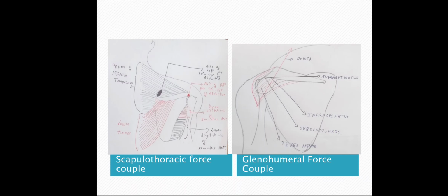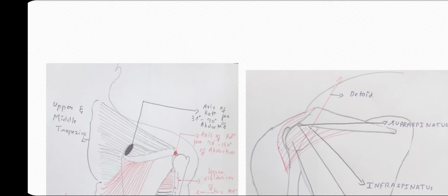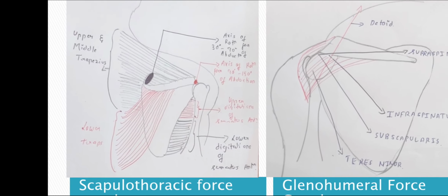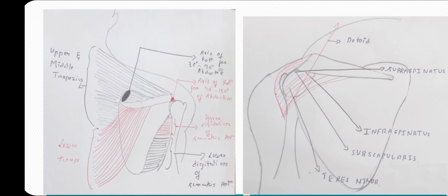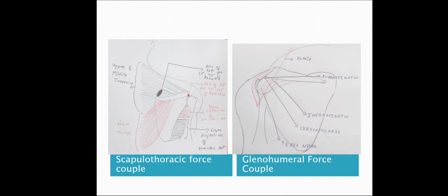For further abduction, that is for 90 to 150 degrees of abduction, lower fibers of trapezius and upper digitation of serratus anterior are very important, the axis of rotation being the acromioclavicular joint. Now coming to glenohumeral force couples.